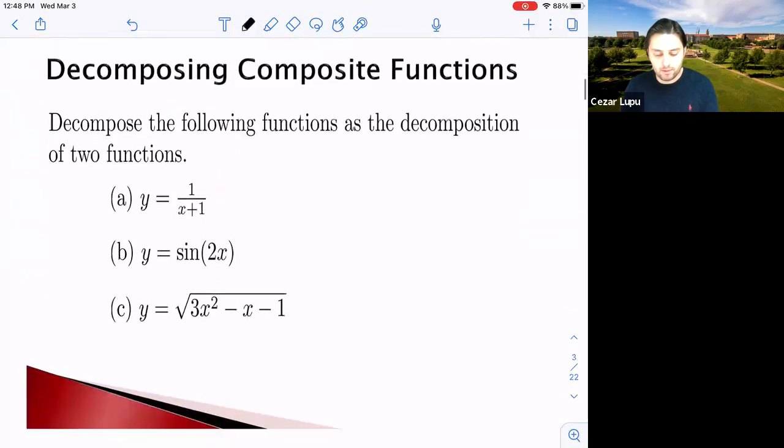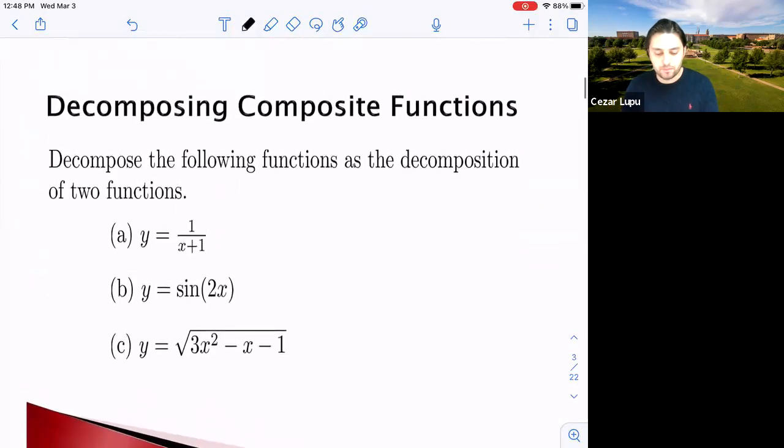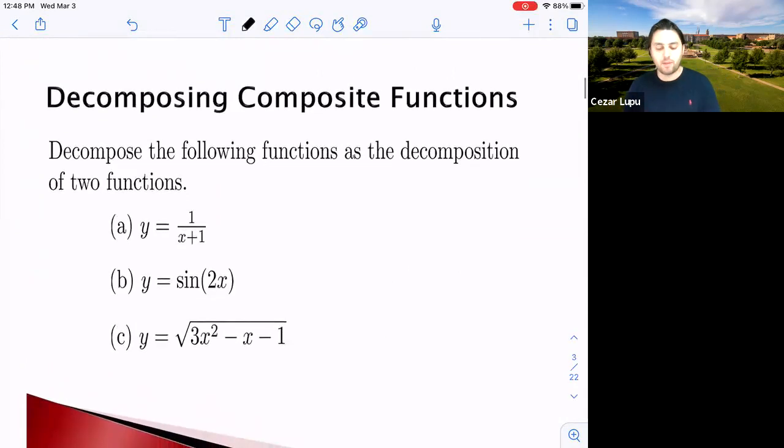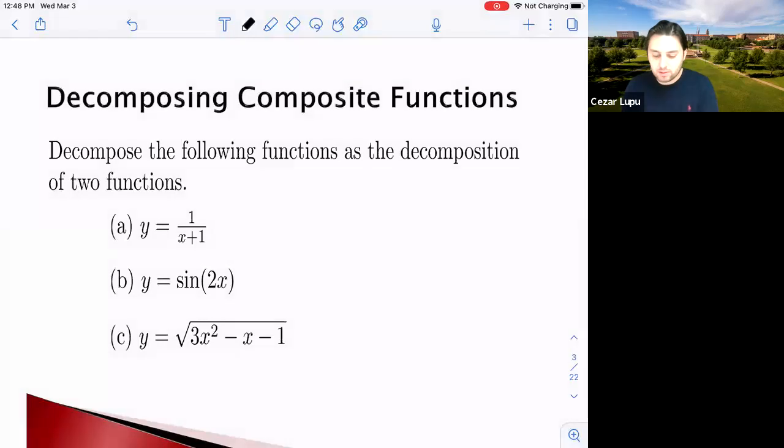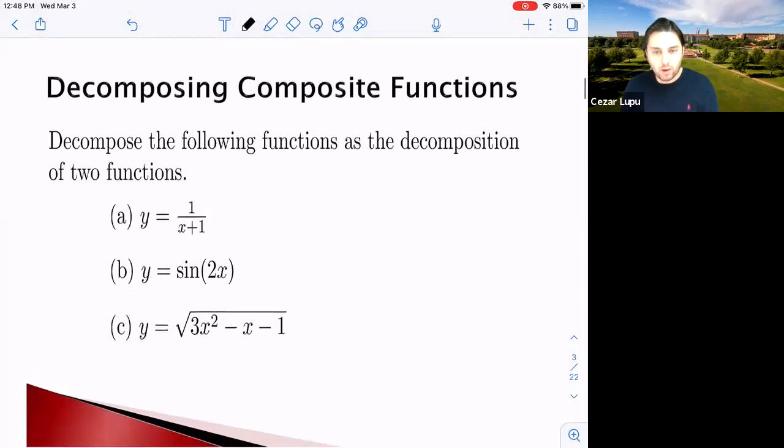So let's see, decomposing composite functions. I'd like you to, what's going on here? Okay, let me just take this out. So I would like you to look at the following functions, and think about it. I would like you to decompose these functions. So think about it for a minute or two.